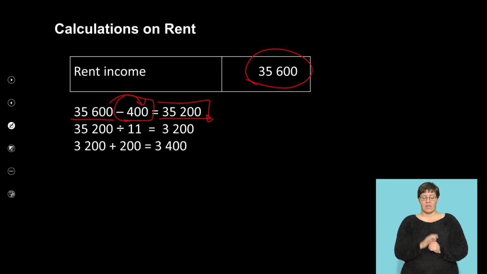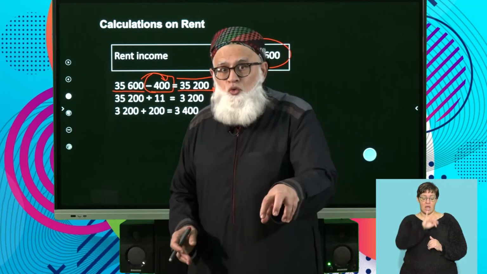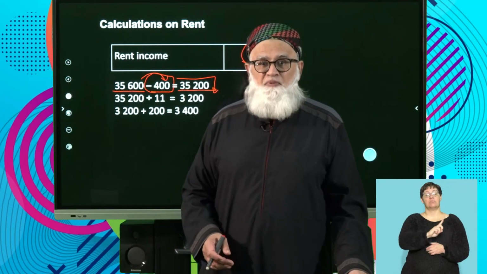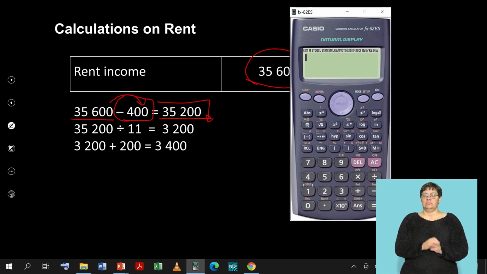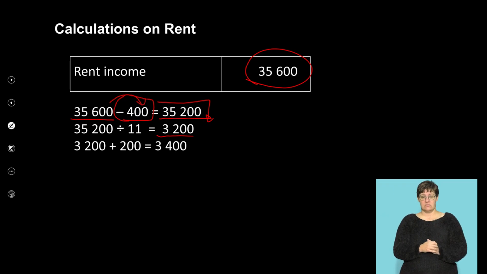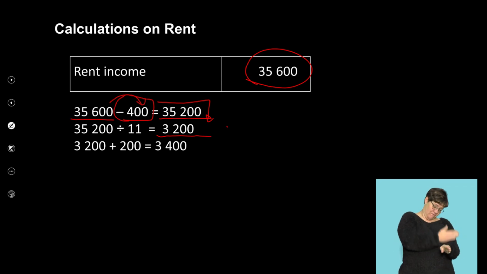Okay, now take that 35,200 and divide it by 11. Why 11? Because you've received rental right up to May. It's the June one that appears as a direct deposit. Okay, let's do that calculation. So here we go. We had 35,600 minus the 400, which was the increase for the 2 months, to give me 35,200. Divide the 35,200 by 11 to give me the rental of 3,200. So this was the rental prior, before the increase.